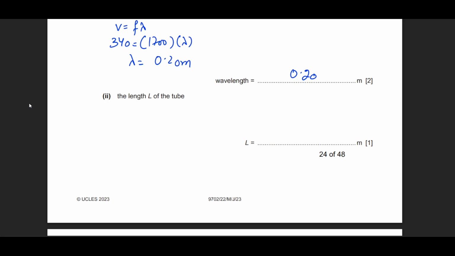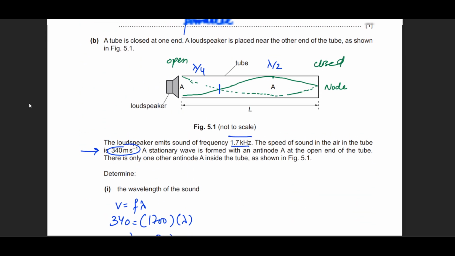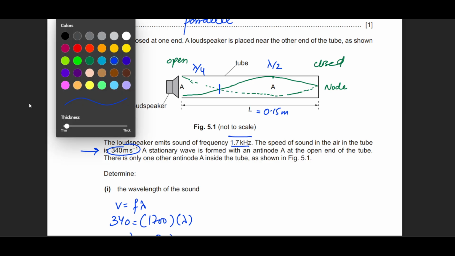Now he asks us what is the length of this. So we know that lambda by 4 plus lambda by 2 equals the length L. This comes out as 0.75 lambda equals L, length L. Okay, so 0.75 multiplied by 0.2, which we found already, is length L. So L comes out as 0.15 meters. Now this is going to remain fixed because the pipe cannot change physically. This is fixed, right? We can't change that.